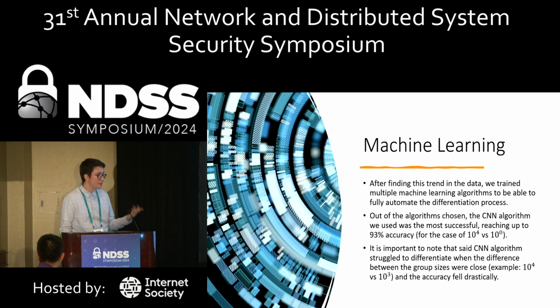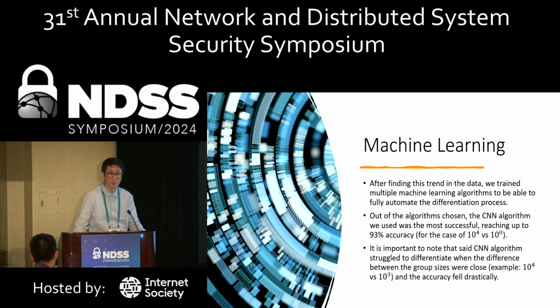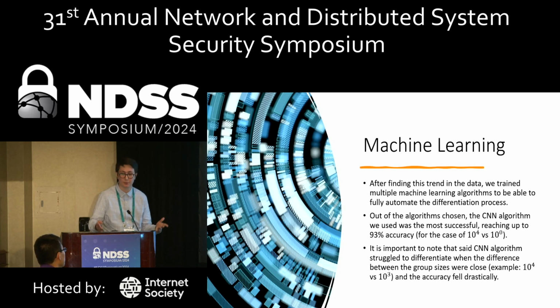Once we did this, we decided to automate this process because, to be frank, this takes a while. So we decided, why not use machine learning to automate this classification process? We trained multiple algorithms, and the CNN was the best algorithm out of these, and it was able to determine with up to 93% accuracy which group the federated averaging process just ran, for example, 10 to the 4 versus 10 to the 0.